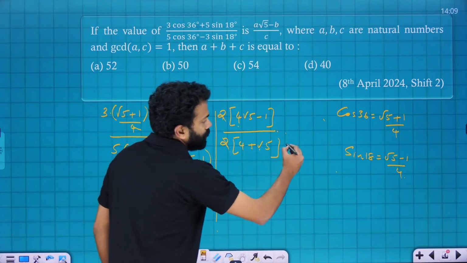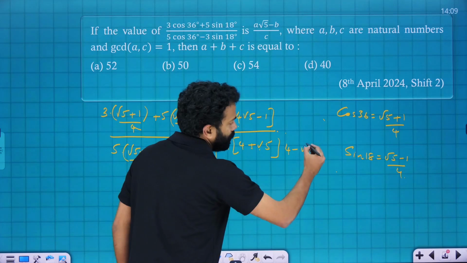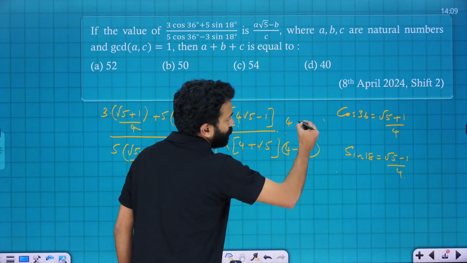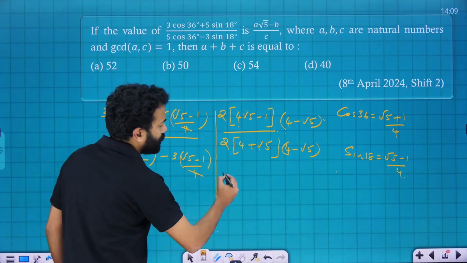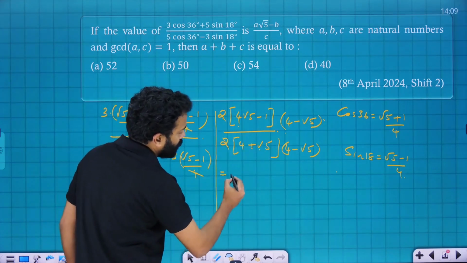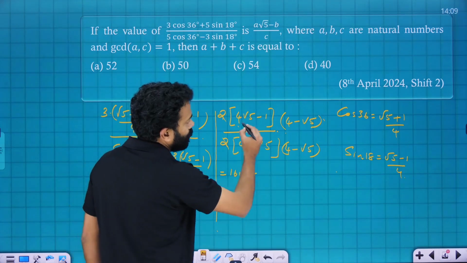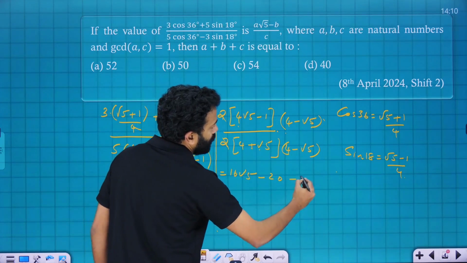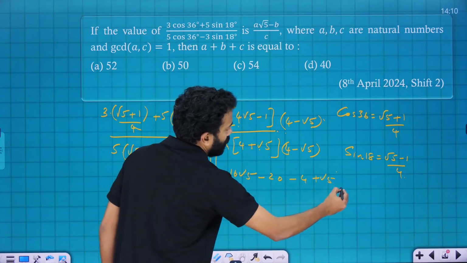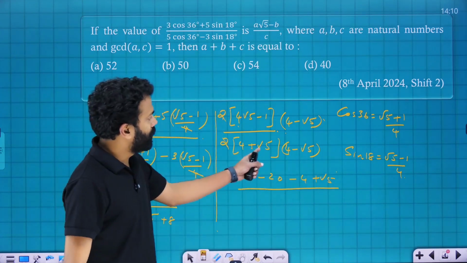Okay, with respect to numerator and denominator, it will be 4 minus root 5. Here also, 4 minus root 5. Just open the bracket and you will get 4 root 5 into 4, which is 16 root 5. And 4 root 5 into 5 is minus 20, minus 4 plus root 5, divided by a plus b into a minus b.